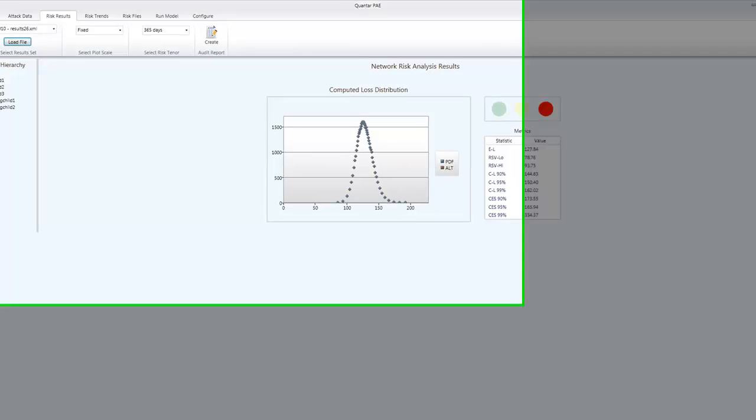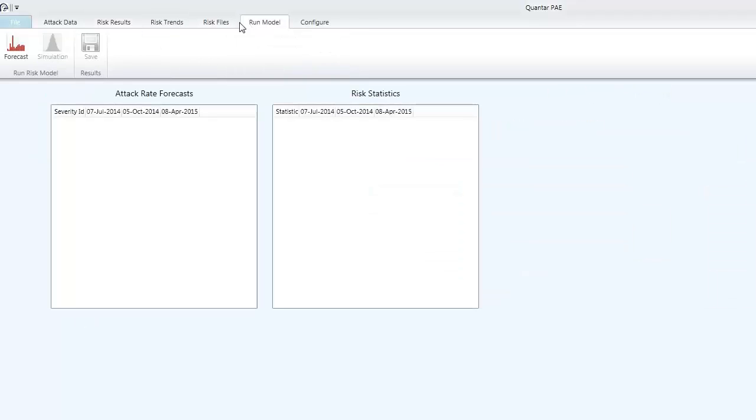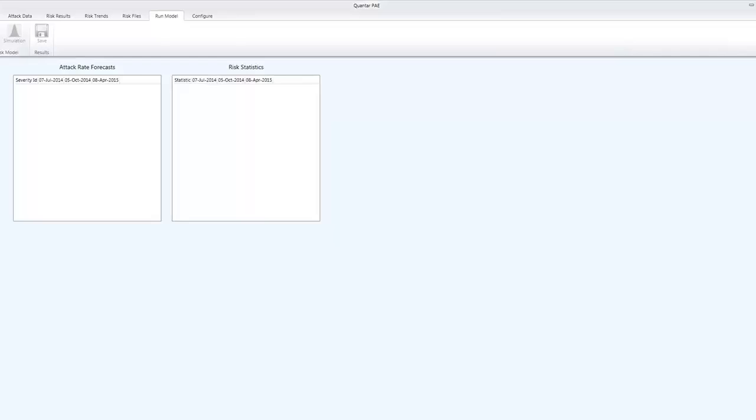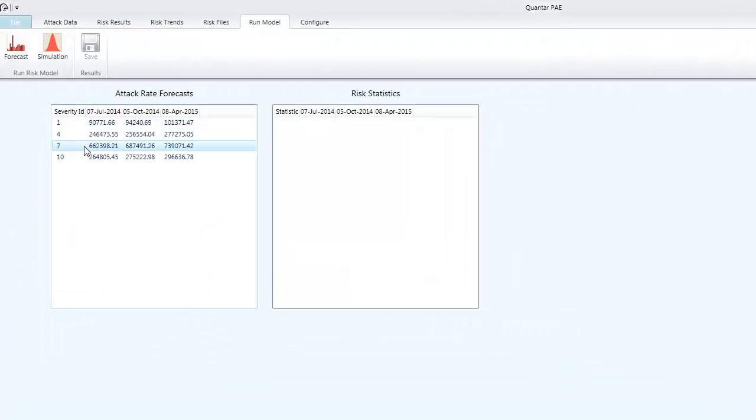We can also run both a forecast of the network threat attack rates and a simulation of the risk statistics for those threats. I'll take a threat group with a severity of 7 and we can see the various statistical outputs from the model being generated. We'll generate an audit report so we can see the statistics more clearly, and briefly we can work through these.